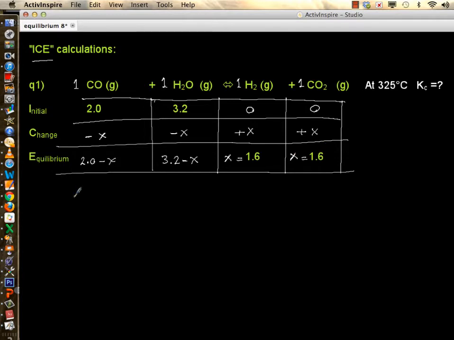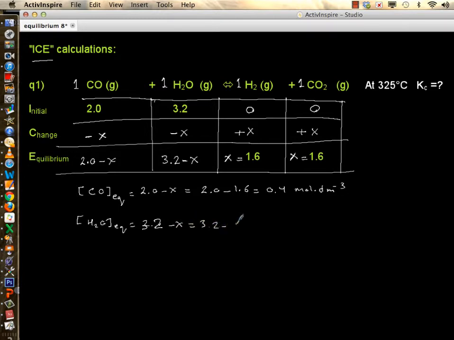So now if that's the case, then we can say carbon monoxide, its concentration at equilibrium is 2 take away x, and we decided x is 1.6, so 2 take away 1.6 equals 0.4 mole per dm cube. Same thing with steam, H2O at equilibrium is 3.2 take away x, so it's 3.2 take away 1.6, and it's 1.6 mole per dm cube.